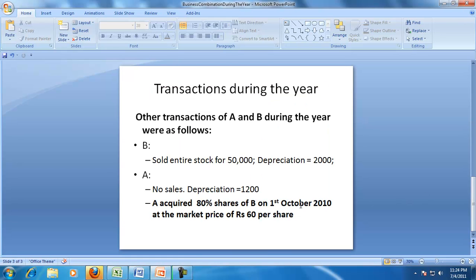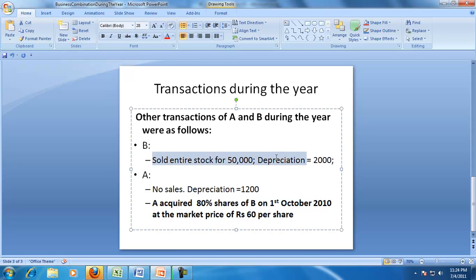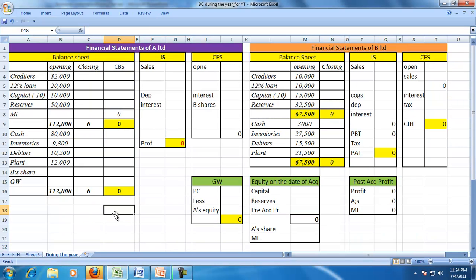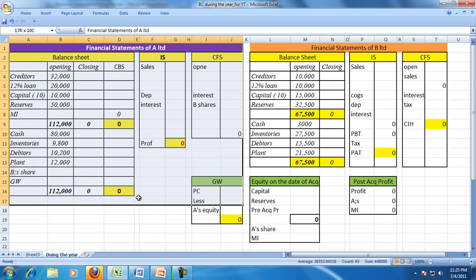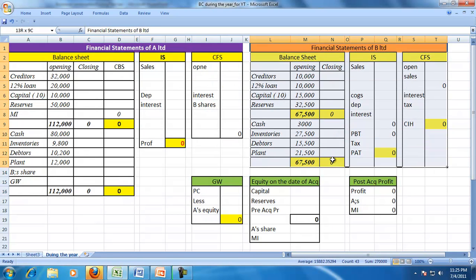So A acquires after 6 months. Transactions during the year: B sold the entire stock for 50,000, and there is a depreciation of 2,000. The other expenses may be interest, and for A there are no sales except depreciation and interest. Now let us take this to Excel. This is the opening balance sheet of A, and this is the opening balance sheet of B. So these are the financial statements of A, these are the financial statements of B.